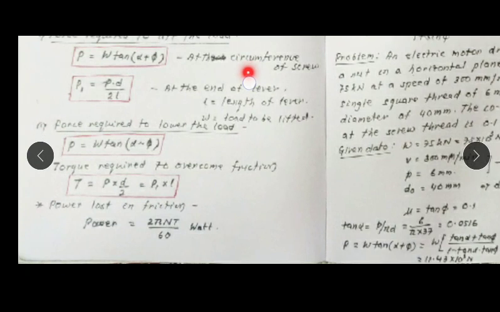But sometimes the screw jack is operated by using a lever. Then what is the force required to lift the load at the end of the lever, where L is the length of lever? In that case, let P1 be the force required at the end of the lever. P1 equal to P into D by 2L, where P equal to force required at the circumference of the screw, D equal to diameter of the screw, and L is the length of lever.